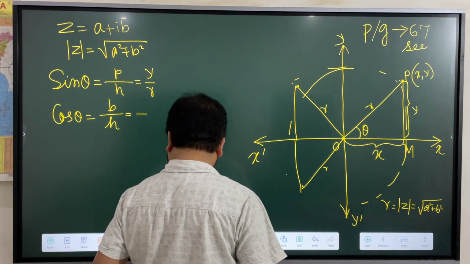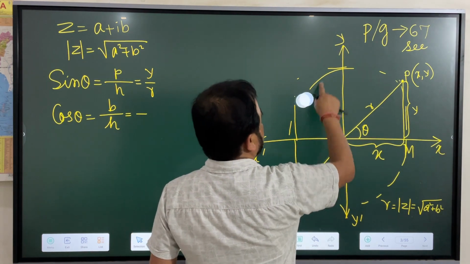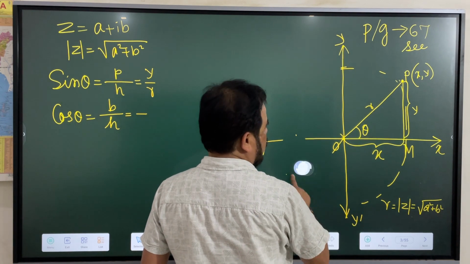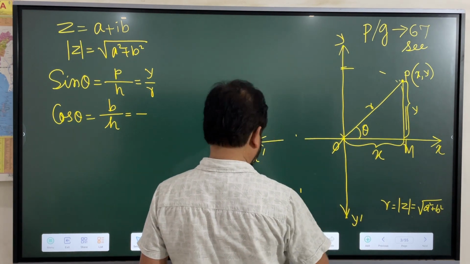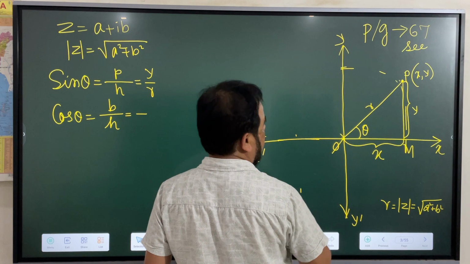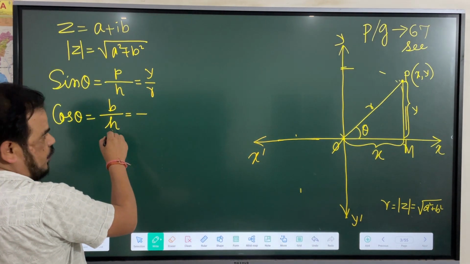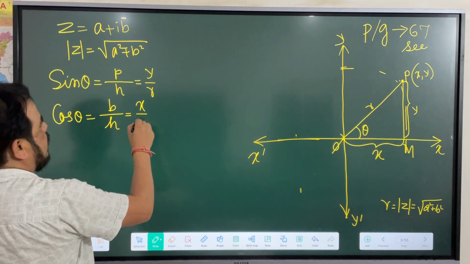So this one is already explained, so I don't want to explain again. In the previous video it was explained, so you can check it yourself again. Why is it r? Cos theta is b by h. Base is x. H is r.